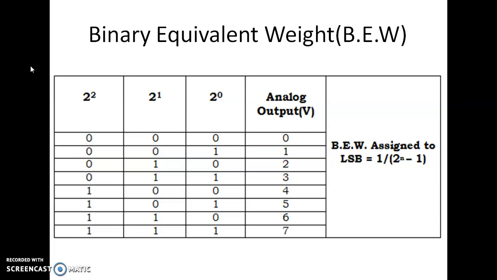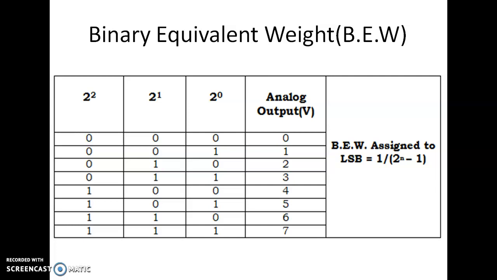Thus the LSB is given a binary equivalent weight of 1/7, which means 1 part in 7. The next bit is given a binary equivalent weight of 2/7, which is 2 parts in 7, and the MSB, the 2 raised to 2 bit, is given a binary equivalent weight of 4/7, or 4 parts in 7. The sum of these weights should be equal to 1. That means 1/7 plus 2/7 plus 4/7 is equal to 1. So this is for a 3-bit digital input.